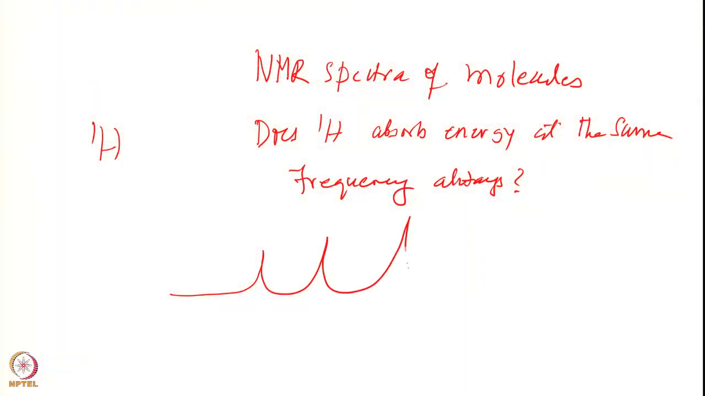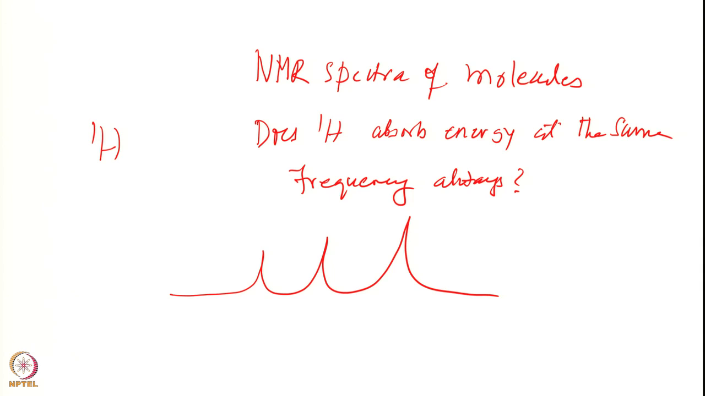He was actually a postdoc with Felix Bloch. When he was working with Felix Bloch, the intention was to measure the magnetic moment of the proton. So Bloch asked Dharmatti to put water in the magnet and record the NMR spectrum, but Dharmatti put alcohol. He put alcohol in the magnet and he observed three signals.